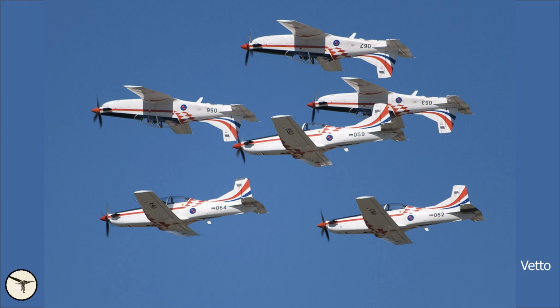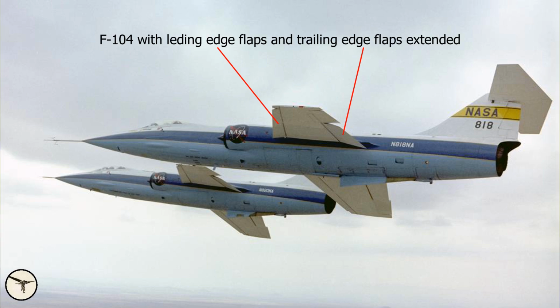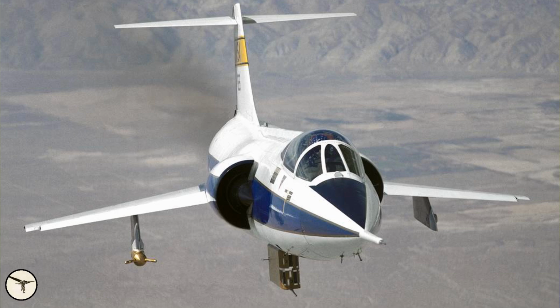On this picture, you see a formation of Pilatus PC-9 trainers. The wings have positive camber, requiring a higher angle of attack when flying inverted. This is very evident on the picture. To improve lift for takeoff and landing, most wings are equipped with flaps, which increase the camber and therefore the lift coefficient. Many fast aircraft also have leading edge flaps or slats. They allow the aircraft to fly with a higher angle of attack.